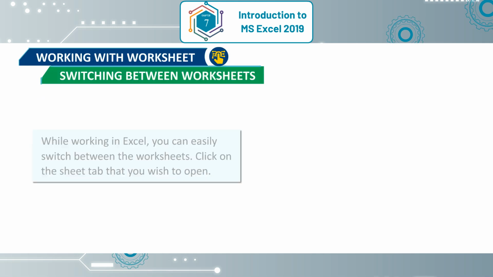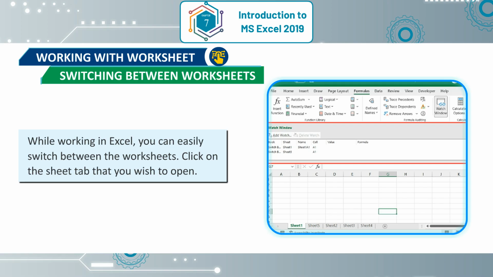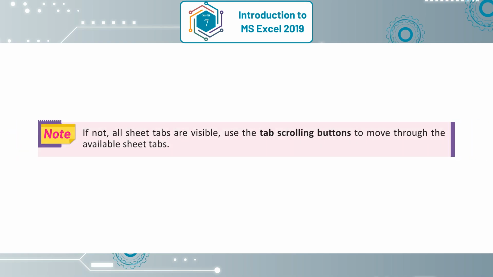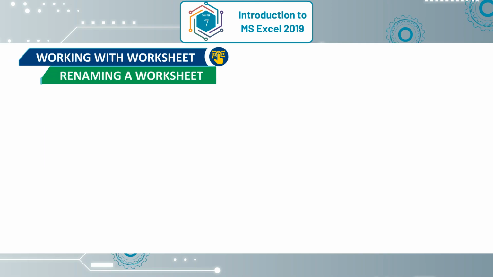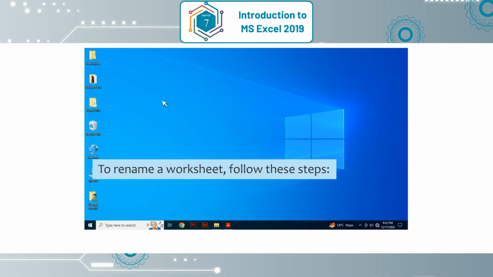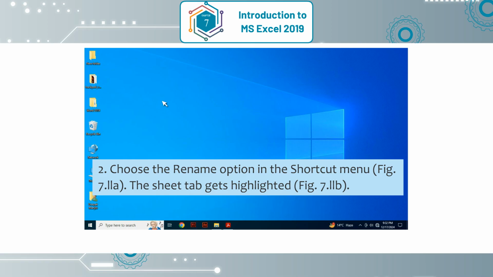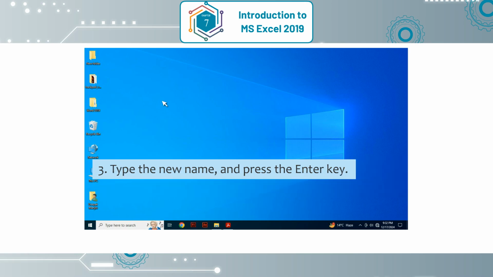Switching between worksheets. While working in Excel, you can easily switch between the worksheets. Click on the sheet tab that you wish to open. Note: if not all sheet tabs are visible, use the tab scrolling buttons to move through the available sheet tabs. Rename a worksheet. To rename a worksheet, follow these steps. 1. Right-click on the sheet tab to be renamed. 2. Choose the Rename option in the shortcut menu. The sheet tab gets highlighted. 3. Type the new name and press the Enter key.